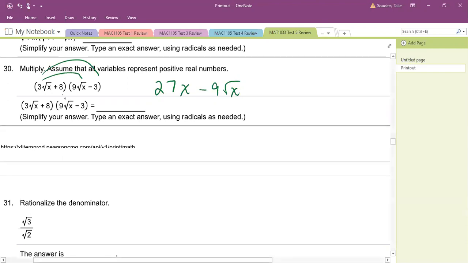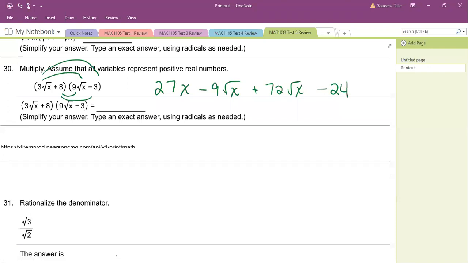How about here, 8 times 9 square roots of x? What does that give us? It'd be 72, and then radical x. Good. Multiply the numbers on the outside. Good. And then 8 times negative 3. Negative 24.